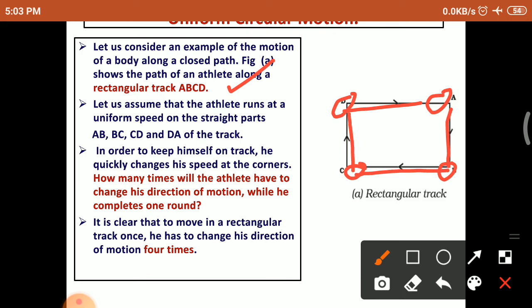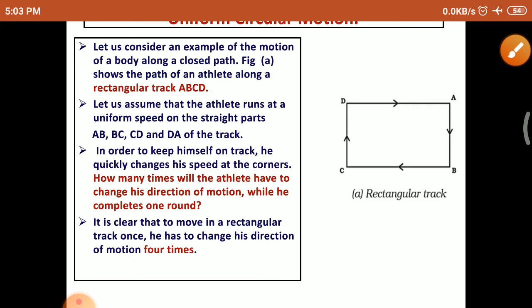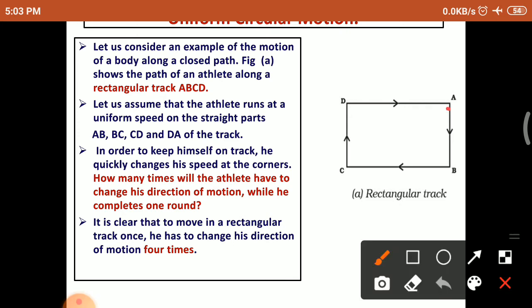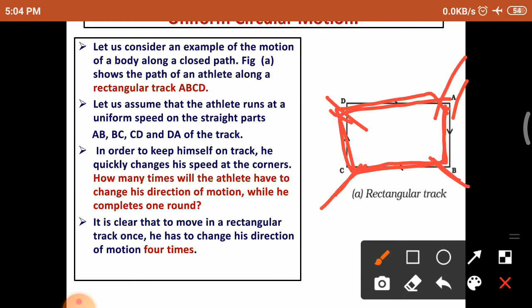How many times will the athlete have to change his direction of motion while he completes one round? The athlete goes along the rectangular track, which has 4 corners. At 4 corners his direction must be changed. So how many times does the athlete have to change his direction to complete one round? He has to change 4 times because the rectangle has 4 corners.